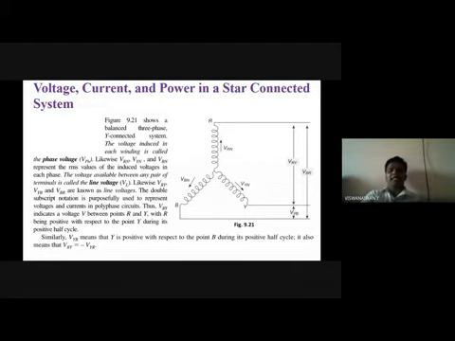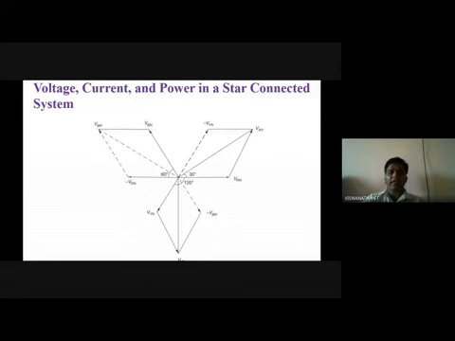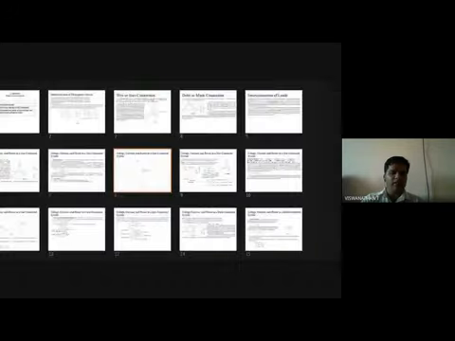But the current is the same. The same current is flowing here. IRN is flowing here, IYN is flowing here. So the line voltages are root 3 times the phase voltages. They are displaced by 120 degrees. All the line voltages are separated by 30 degrees from the phase voltages. Simply by adding these, we get the phasor diagram. VRN, VBN, then VYN. These are the basic reference voltages.